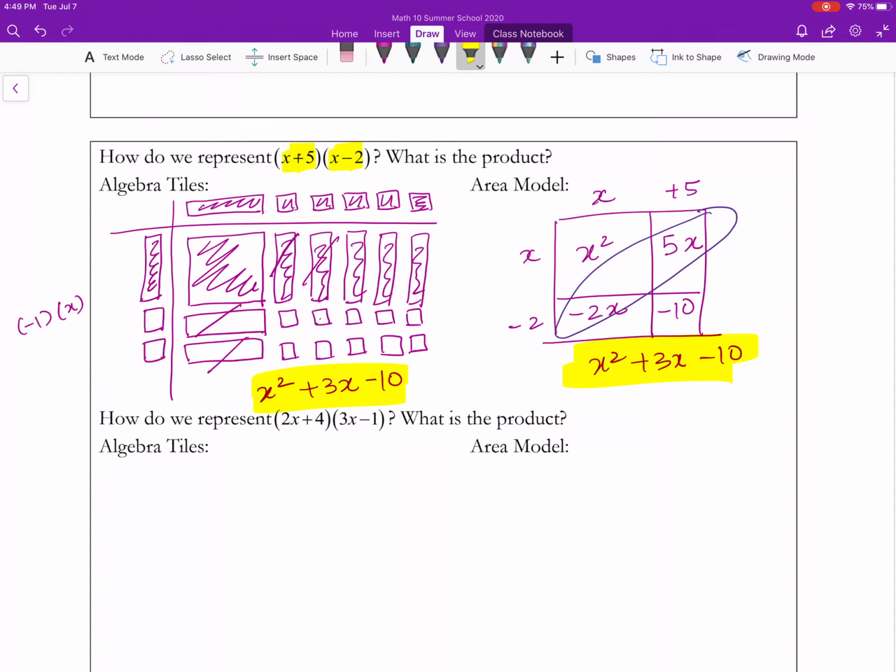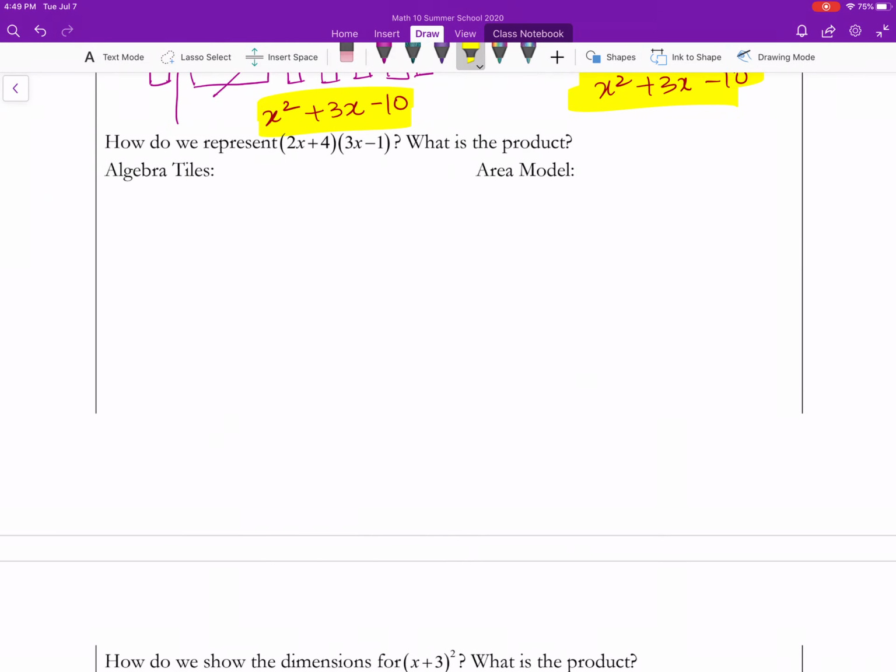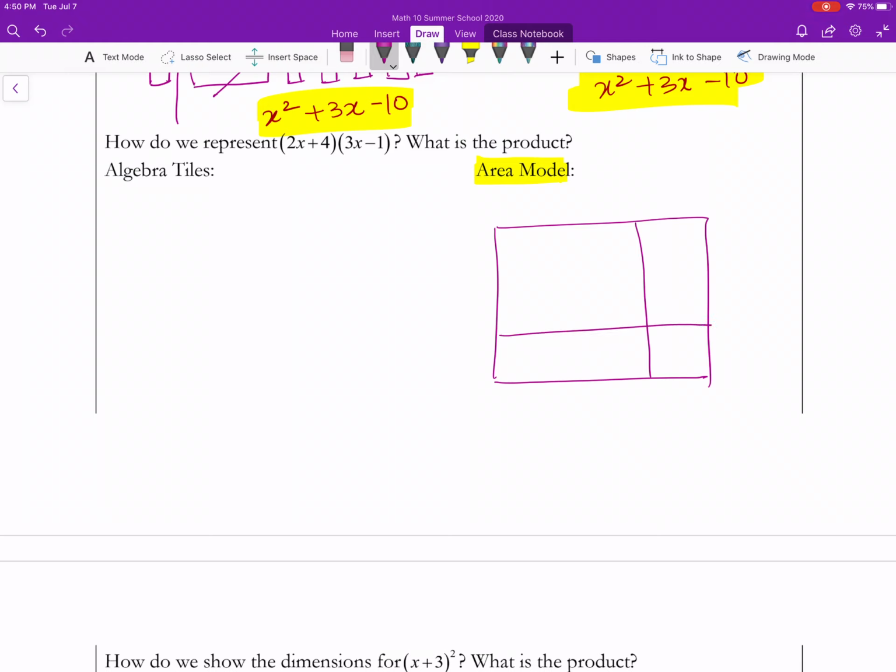Let's do the next one. In this one, we're only going to do the area model. I'm not going to show the algebra tiles. Again, a rectangle. I have 2x plus 4, and 3x minus 1. Now 3x times 2x, use the laws of exponents. 3 times 2 is 6, x times x is x squared. 3x times 4, 12x. Minus 1 times 2x, minus 2x. Minus 1 times 4, minus 4.